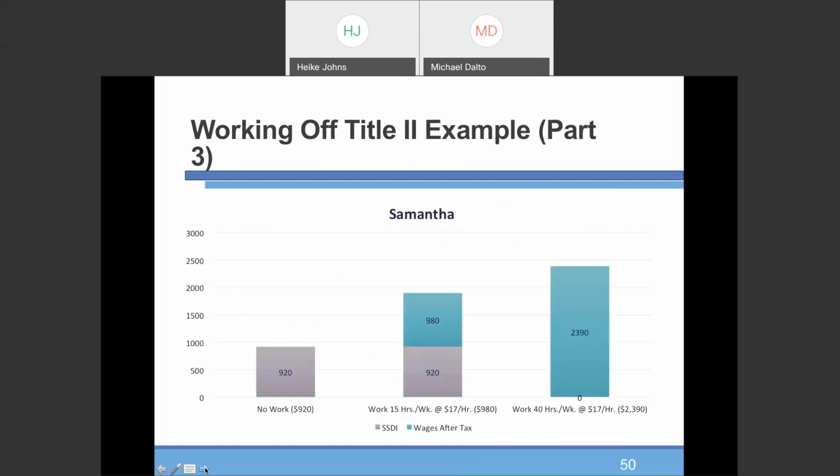But let's take a look, using a bar graph, at a comparison of her net income. When she's not working and getting only SSDI, she'd clearly have the lowest income of all three of these columns. That's shown in column 1. Column 2 shows her current earnings and SSDI benefit, with $980 a month of gross wages. She would keep her SSDI of $920 a month. With full-time earnings, working 40 hours a week at $17 an hour, her net income would be significantly greater, even though her SSDI benefit would stop.